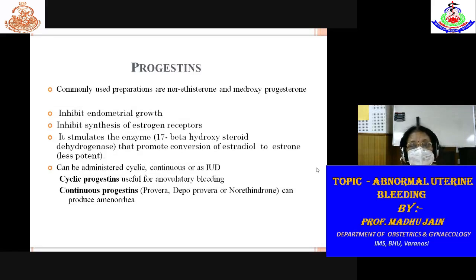Then come the progesterones. What is the difference between progesterone and progestins? बता सकते हो बच्चे?